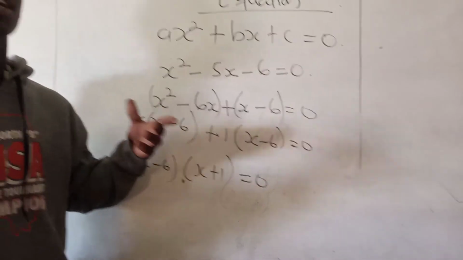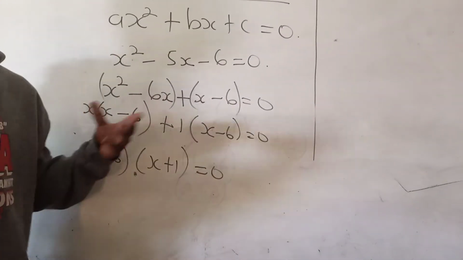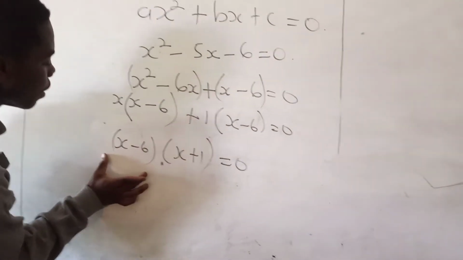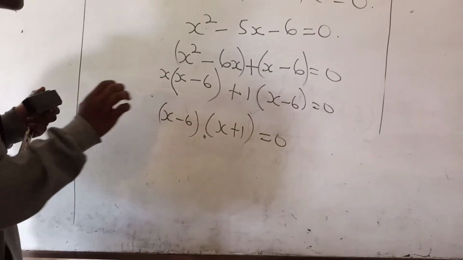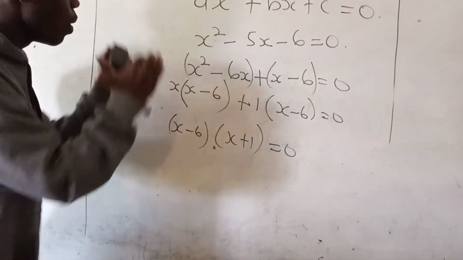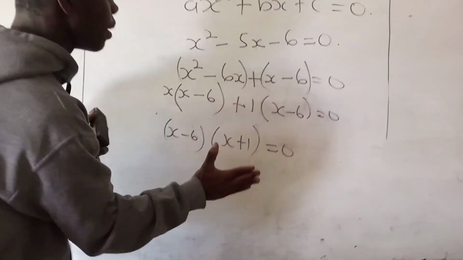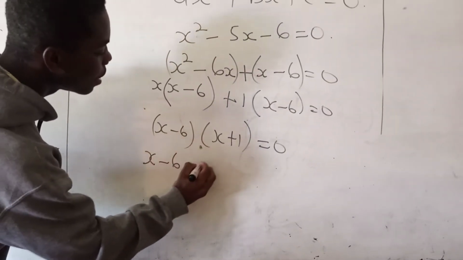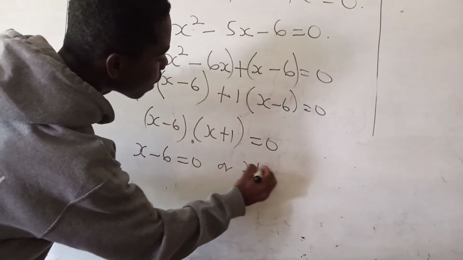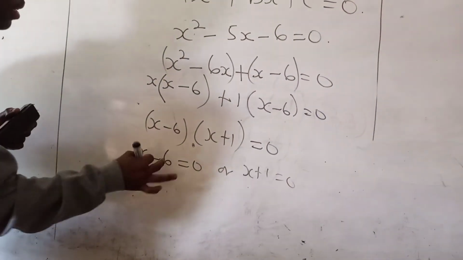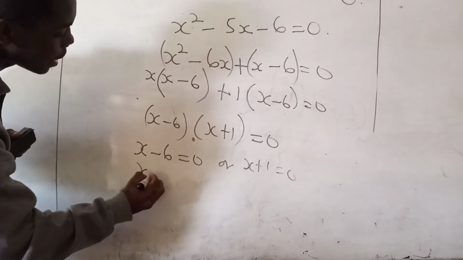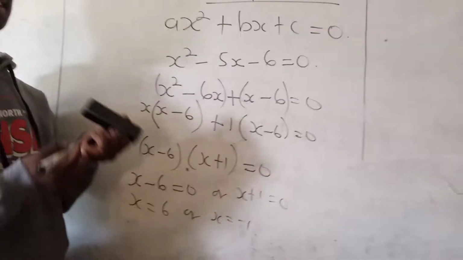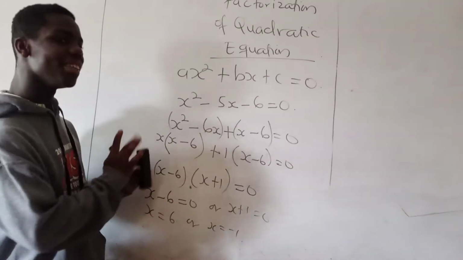When they ask you to find the value of x, you equate each bracket to 0. So x minus 6 equals 0, or x plus 1 equals 0. Then you solve for x. You bring the 6 over, so x is equal to 6, or x is equal to negative 1. Then your value of x has been solved.